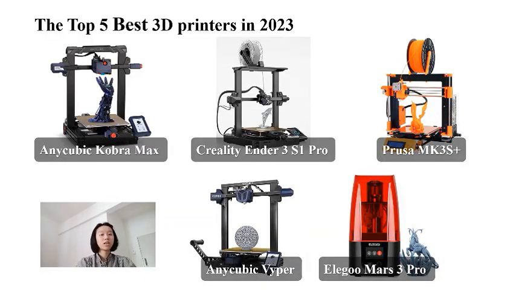Furthermore, the slide here shows the best top 5 3D printers in the year 2023. Let's look at the example: Anycubic Kobra Max, Creality Ender 3 S1 Pro, Prusa MK3S Plus, Anycubic Photon, and the last, Elegoo Mars 3 Pro. We can see that we can use these 3D printers to produce objects following our own design.